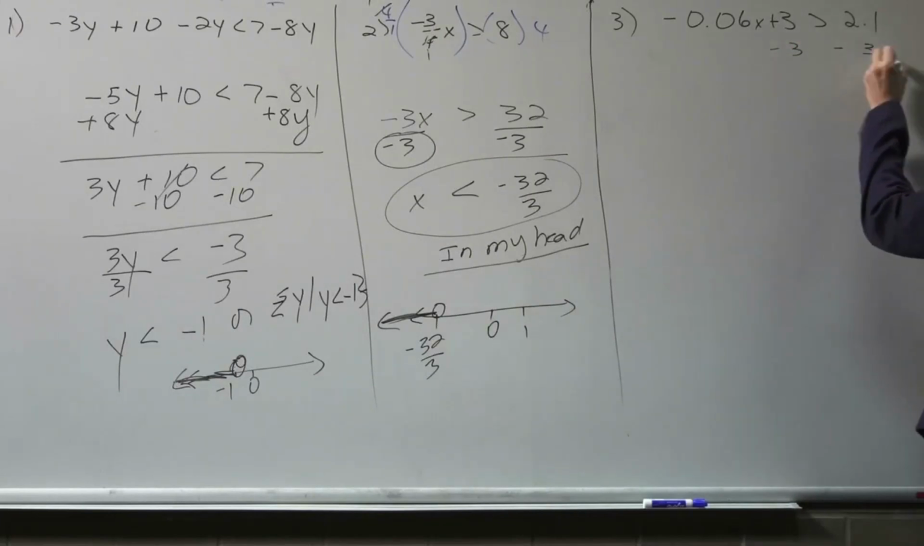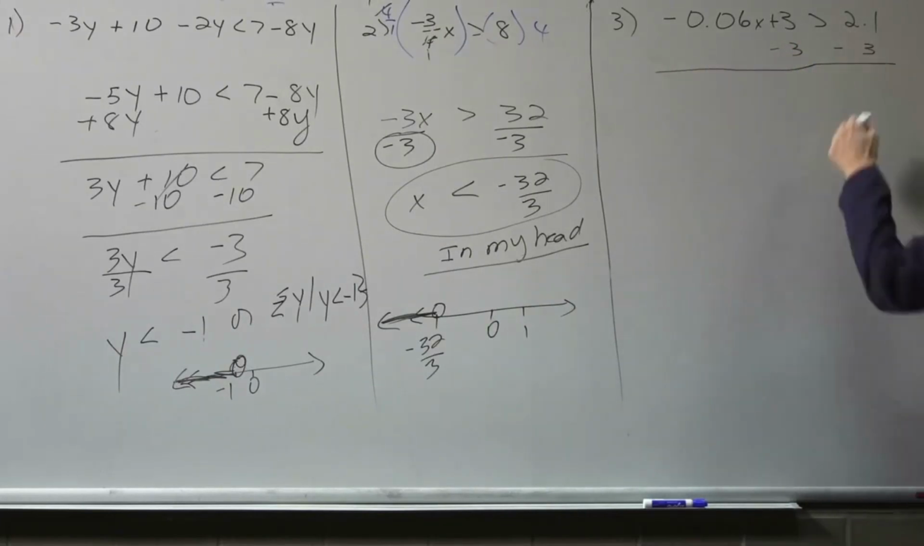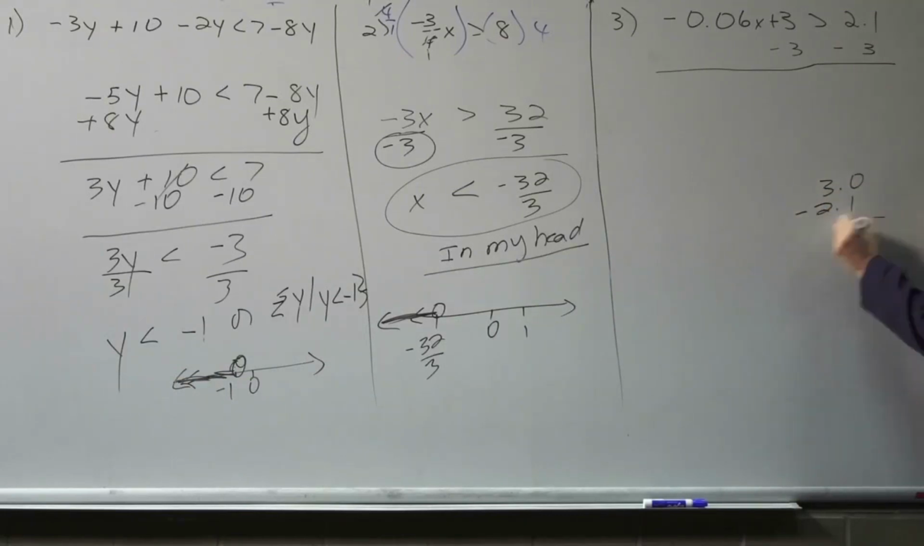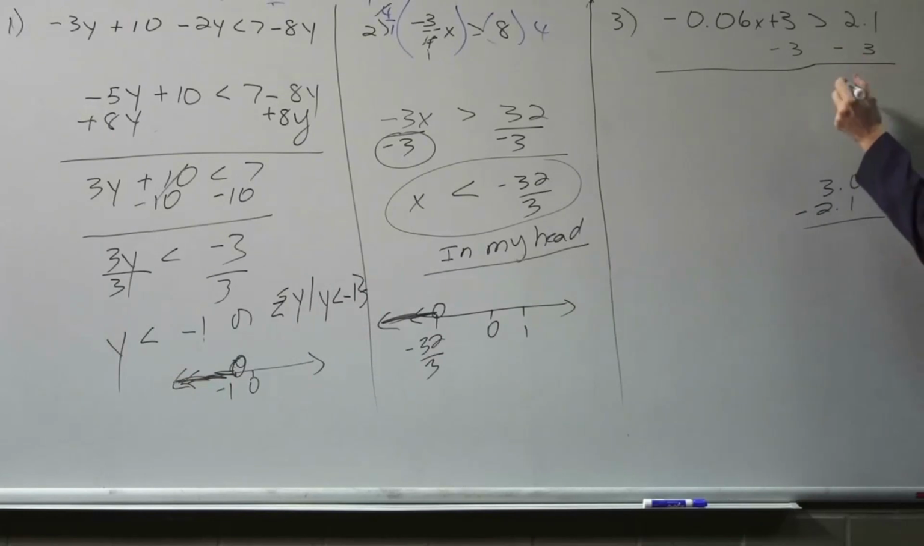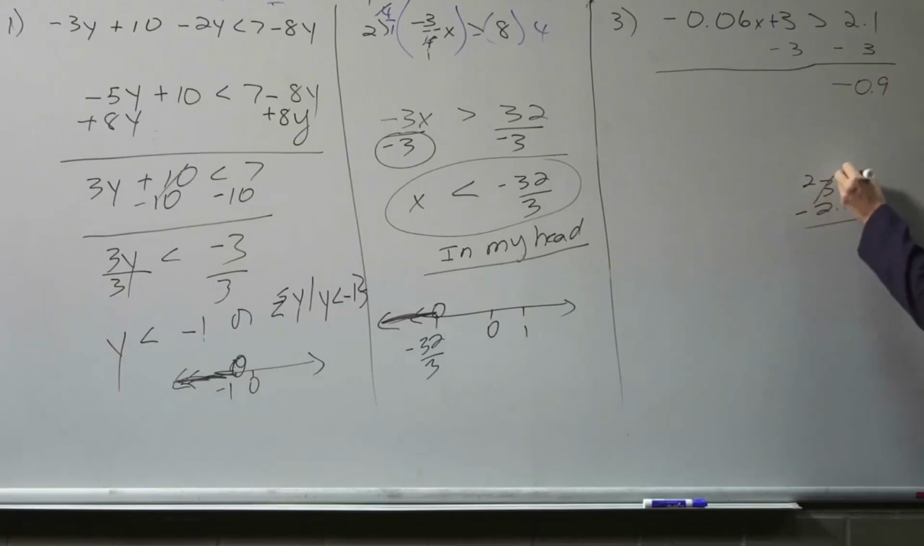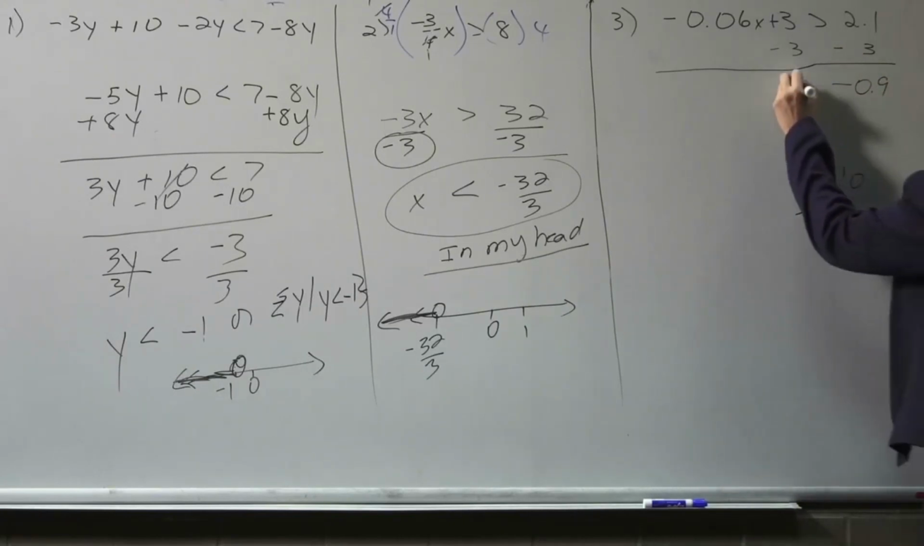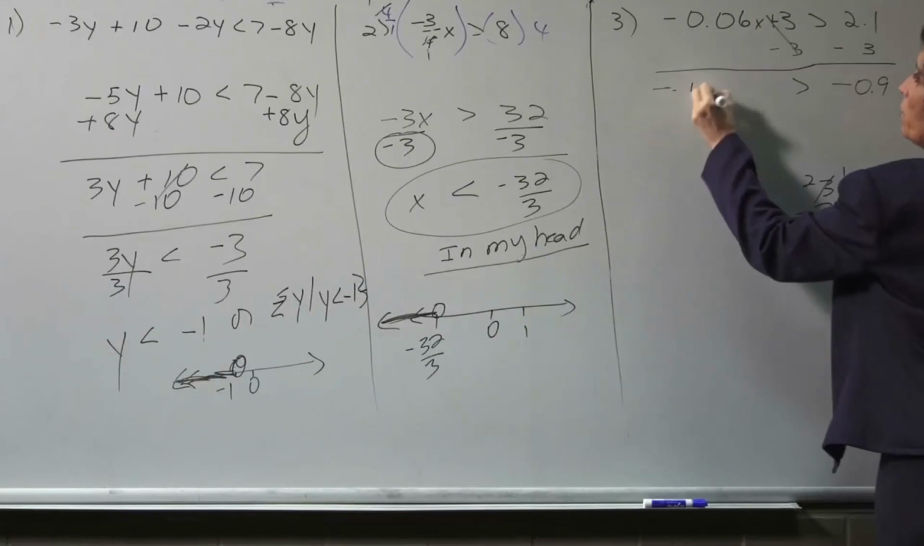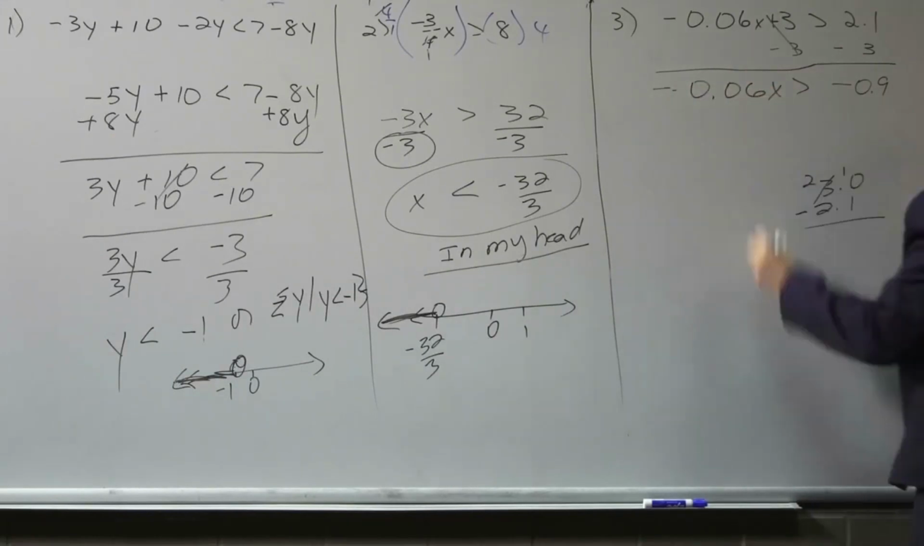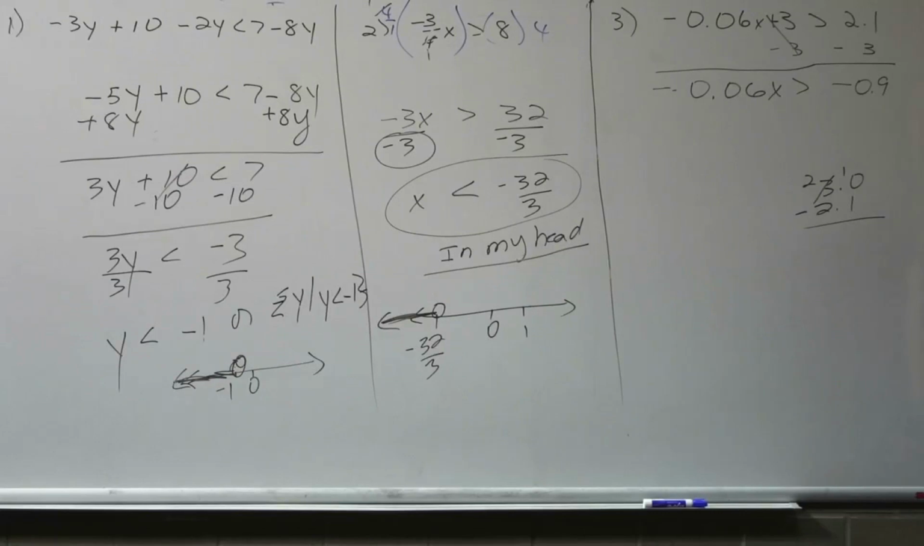Subtract 3, subtract 3. Remember when we do this, we still have to put the bigger number on top and subtract. We know our answer is going to be negative because we owe more than we have. And this answer is 0.9, right? Because we have to borrow 0.9. So we have negative 0.06x is greater than negative 0.9.